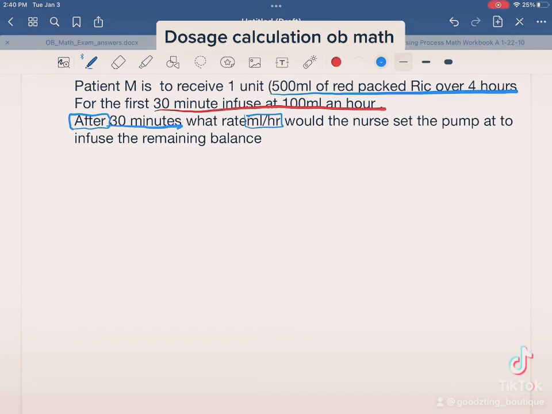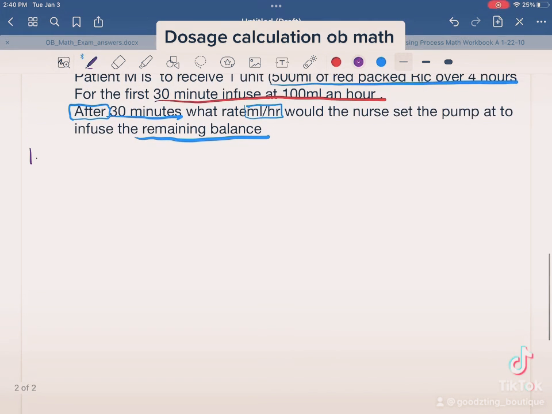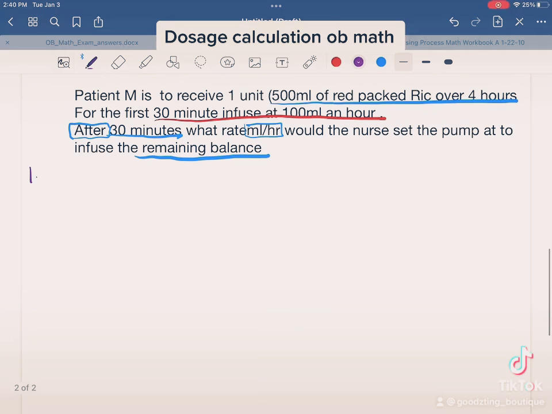balance? So in this question, what they're really asking is, after you infuse the 100 milliliter within the first 30 minutes by setting the pump at 100 milliliter an hour, how much will you set the pump at for the remaining balance? So we're going to start. It's going to take a lot of steps, so I'm going to do them as step 1, step 2, step 3.